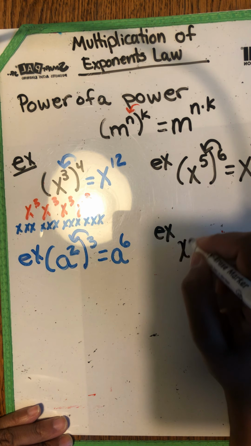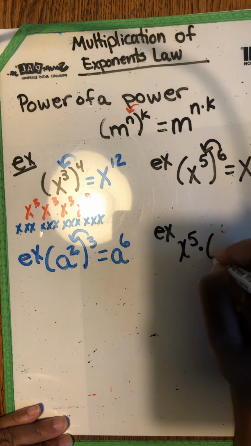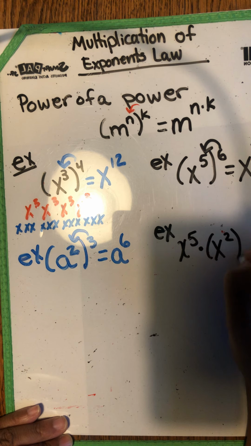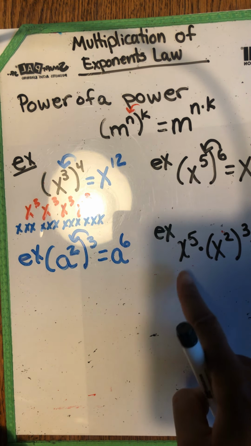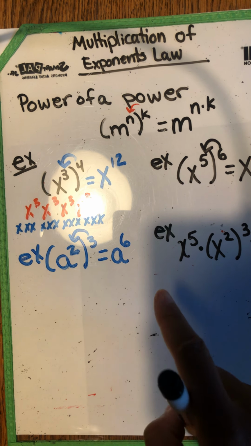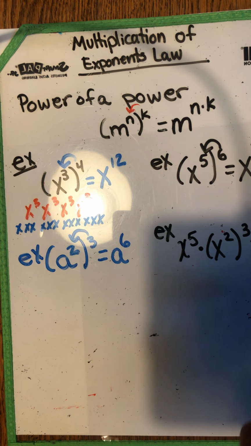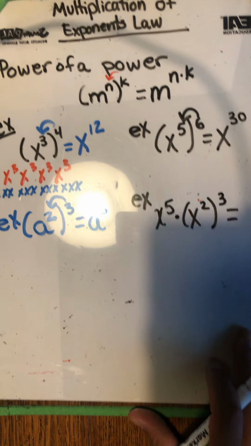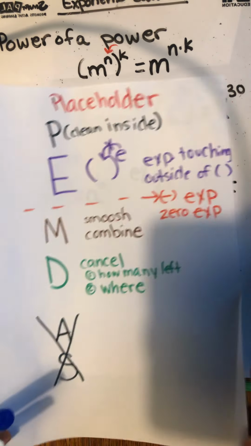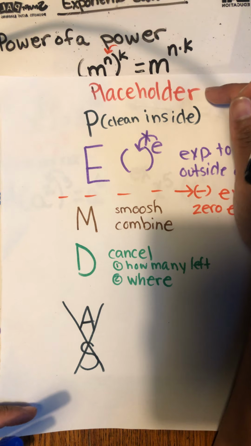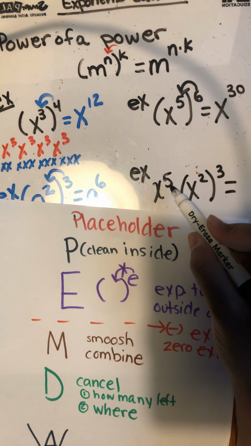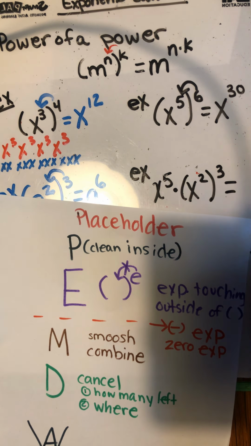So I'm going to say x to the 5th times x squared to the 3rd. And I want to simplify that because I cannot have more than one type of each letter. So I can't have x's here and x's there. That means that I did something incorrectly or I'm not done cleaning it. So the first thing I'm going to do is make sure everything has an exponent. So this letter has an exponent, check. This letter has an exponent.